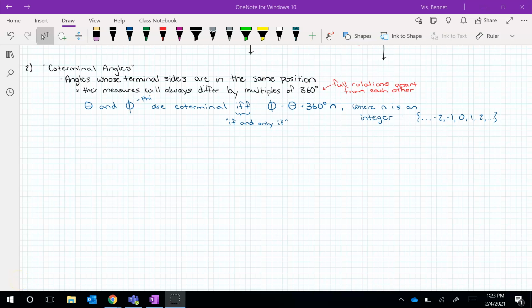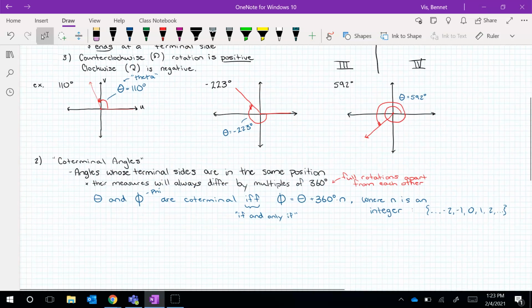Hey, pre-calc class, I'll do my best to keep this short and wrap up the notes that we started earlier today. We just left off talking about coterminal angles, angles of rotation that end in the same positions.